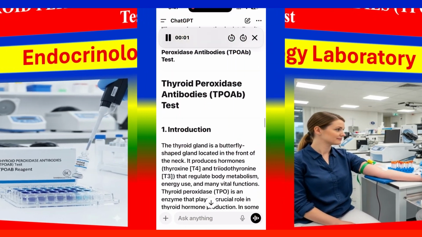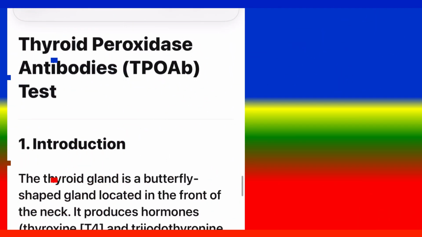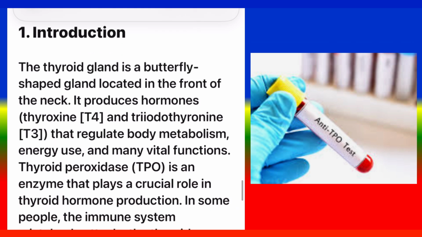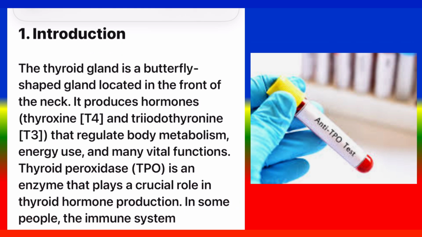Thyroid Peroxidase Antibodies. Number 1. Introduction. The thyroid gland is a butterfly-shaped gland located in the front of the neck. It produces hormones thyroxine (T4) and triiodothyronine (T3) that regulate body metabolism, energy use, and many vital functions.